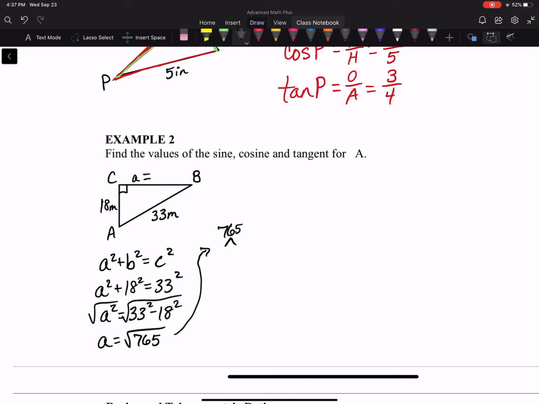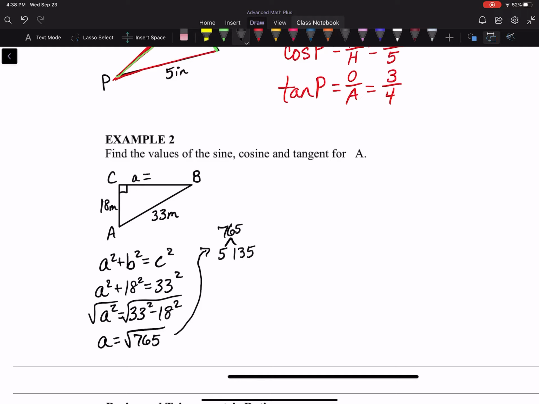765, I would reduce that. That would be 5. And if I plug that in, that would be 1 and 3. And let's see here, 135. Is that right? Let me grab a calculator real fast. It just doesn't look right to me.